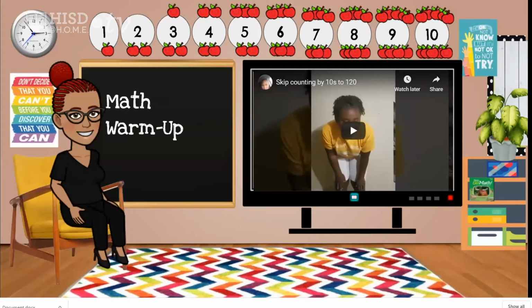For our warm-up, boys and girls, you know we're going to get up out of our seat and get moving. So we have seen this one before. This helps us with skip counting. We are going to be counting from 10 to 120. When you get up and get moving, it makes your blood flow and helps you retain information better. So I want you to go ahead and stand nice and tall. Find a place in your room or in your house where you can do this warm-up. Let's go.